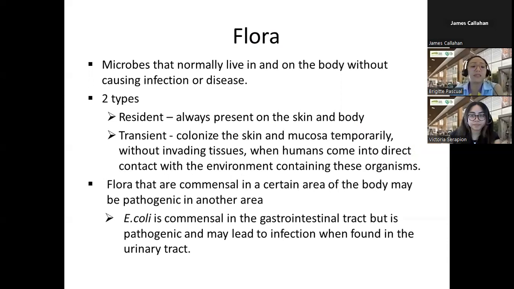Because resident and transient flora are shed by the host with the secretion of body oils and mucus and the shedding of the outer layer of dead skin cells, common commensals become a transmission concern when healthcare workers do not follow hand hygiene practices. Flora that are commensal in a certain area of the body may be pathogenic in another area. For example, E. coli is a commensal in the GI tract, but is pathogenic and may lead to infection when found in the urinary tract.